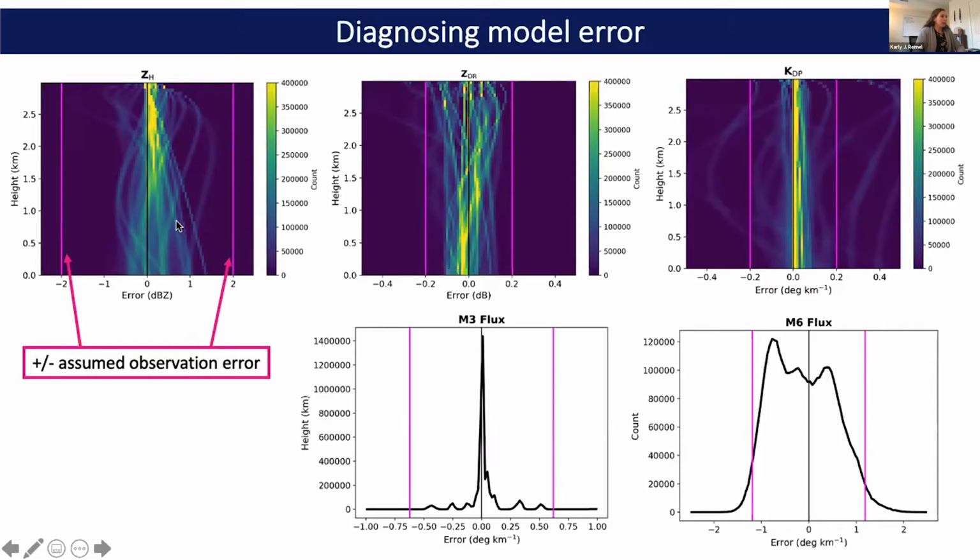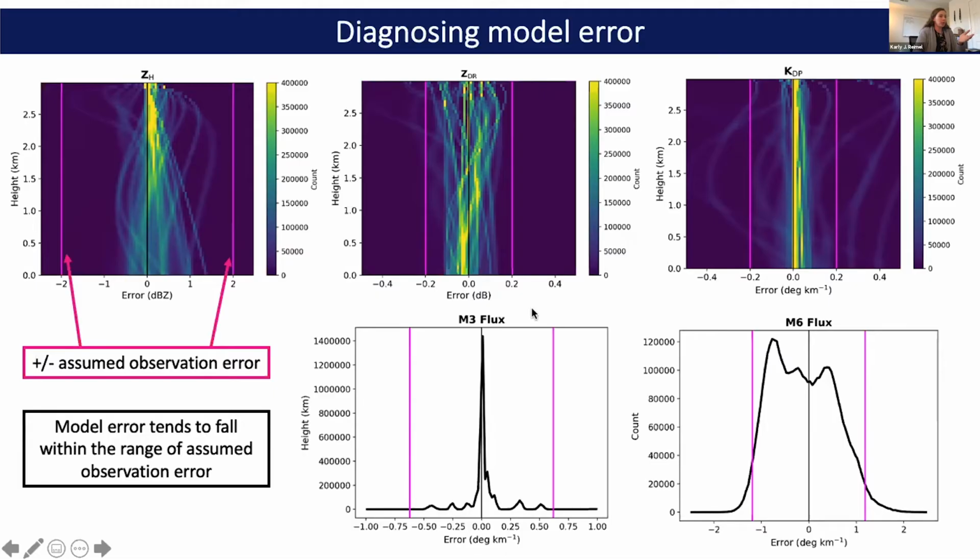If we're keeping our BOSS error in between these two pink lines, we're doing a really good job of matching observations. You'll notice that for ZH, CDR, and KDP, we're staying within those lines pretty well, as for the fluxes of M3 and M6 at the surface. So in general, BOSS is doing a good job of matching observations, suggesting that our model error isn't too bad.